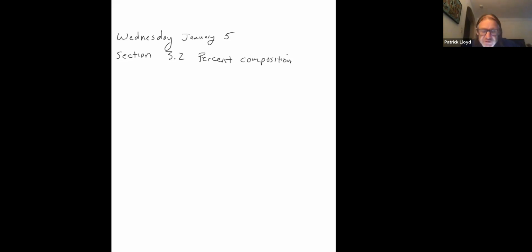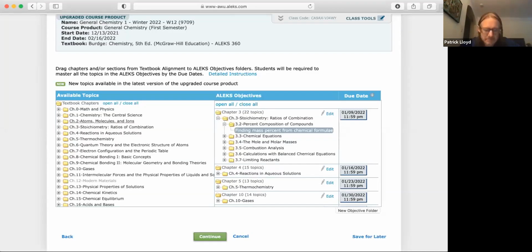So what I'm going to do is start in section 3.2, which is percent composition. I'm going to look at a few problems here over the next 45, 50 minutes or so, and give you some insight into those problems on Alex. So let me share the screen here. Okay, so there you can kind of see what we have here.